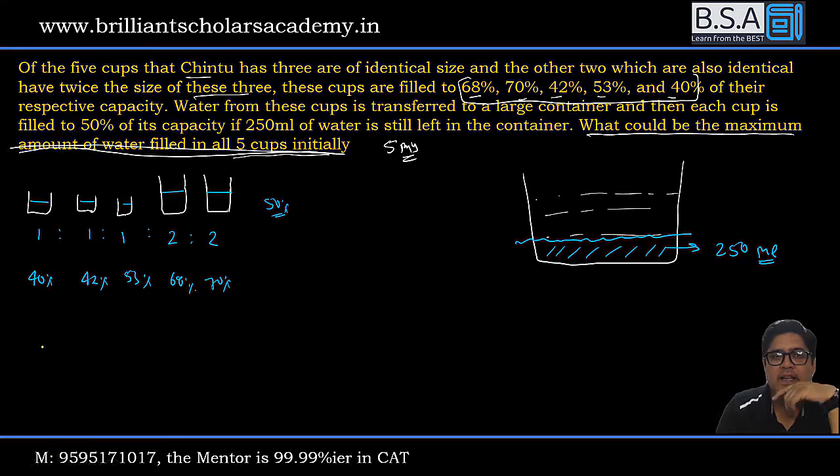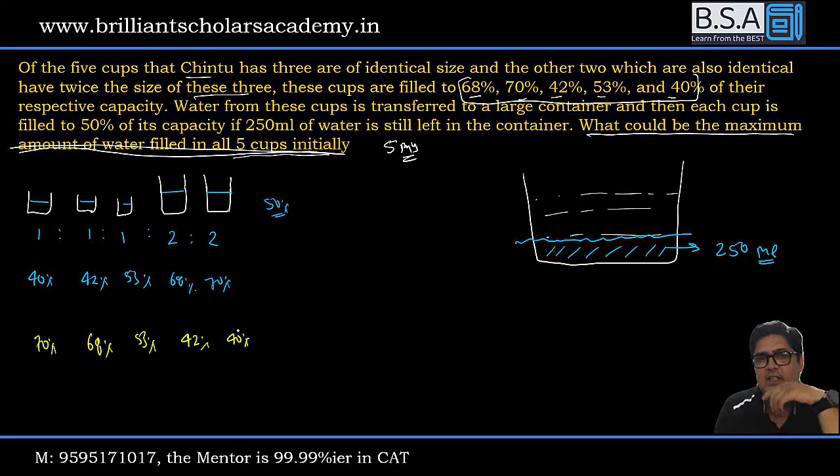The other possibility is this is 70%, 68%, 53%, 42% and 40%. How am I creating these possibilities? More percentage filled in the larger, or less percentage filled in the larger. Now we have talked about this. The overall percentage is always the average.